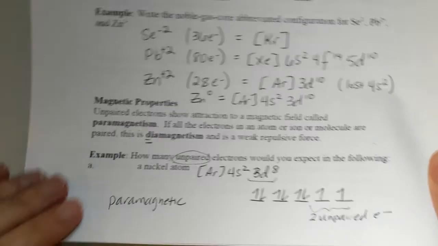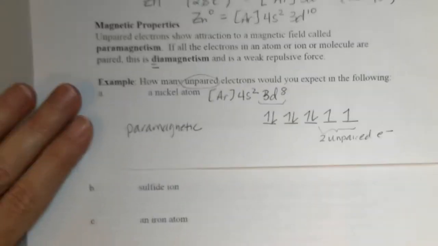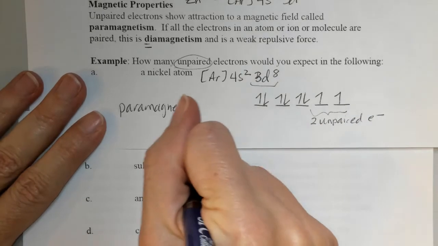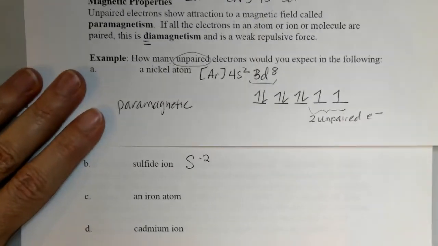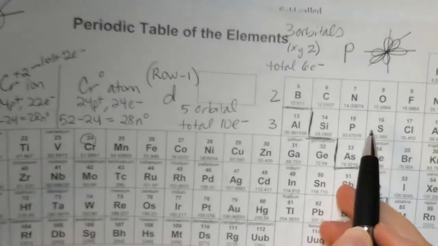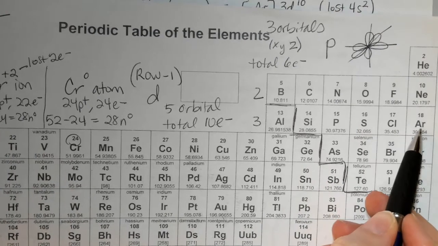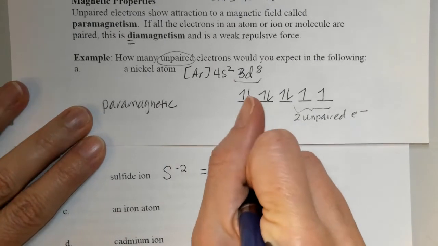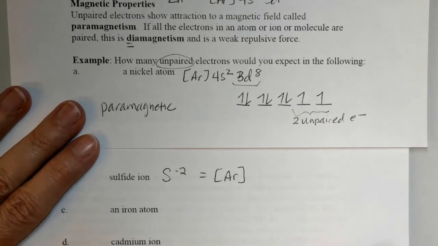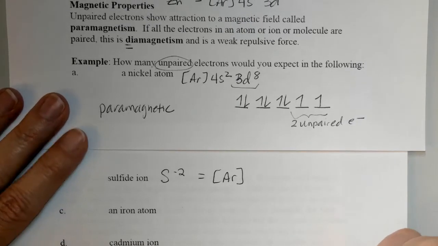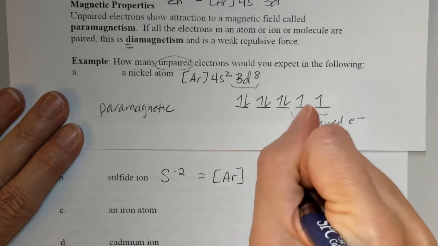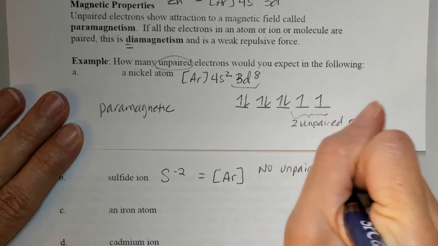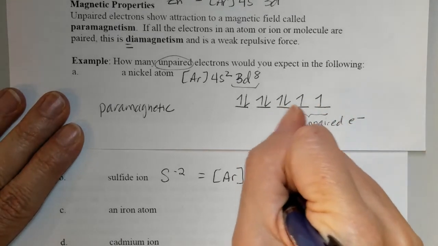All right, on the next page, we've got a sulfide ion. So sulfide is a -2 charge, right? And if we look at that sulfur on our periodic table with 16 electrons in the atom, if it picks up 2, 1, 2, it's going to match the same configuration of argon. And what we know about noble gases is we have an s2p6, so that means all electrons are paired, right? So there won't be any unpaired electrons. And that means that this is diamagnetic.